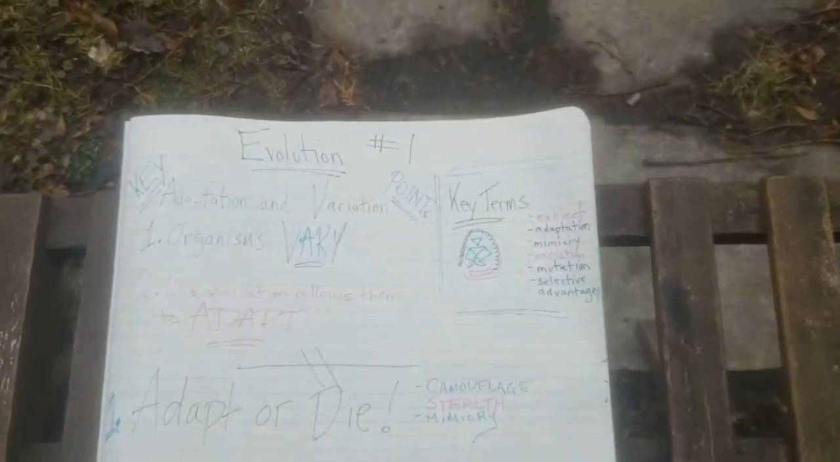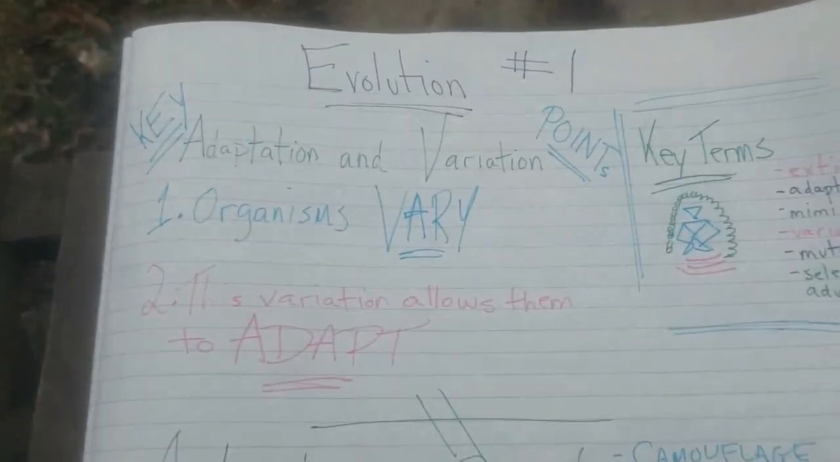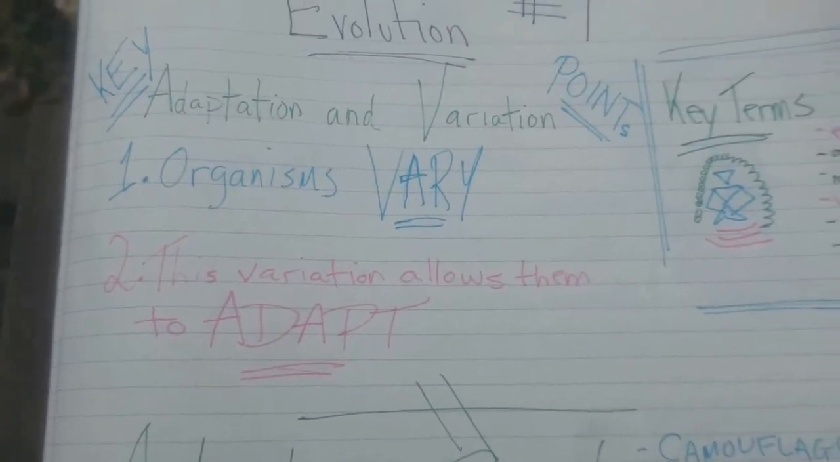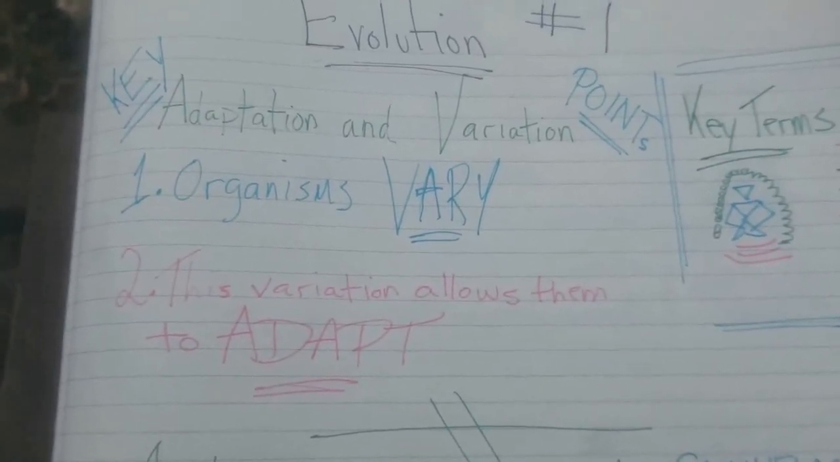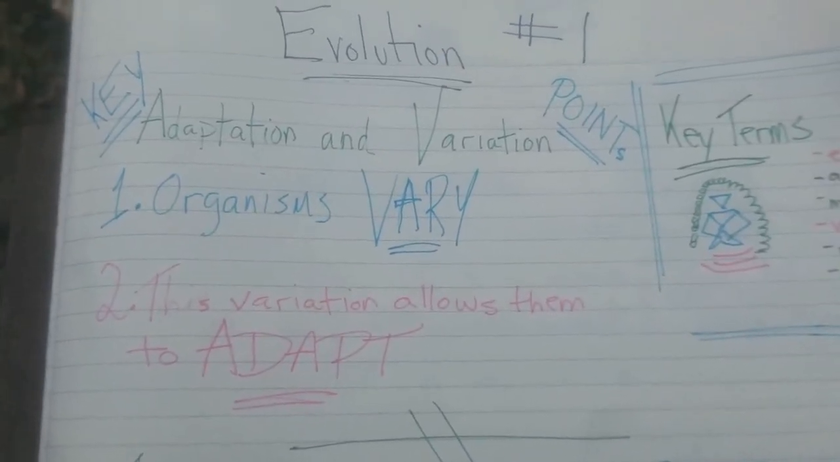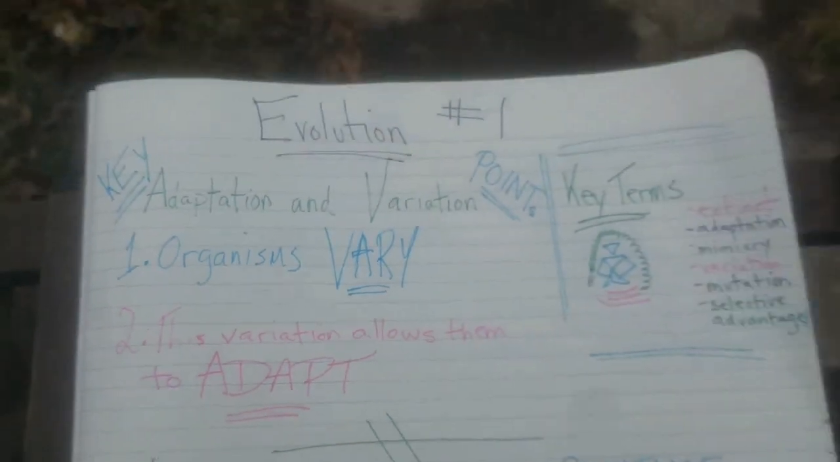Now, here's our agenda. It's kind of like a note and an agenda all combined together. We can call it a note agenda. So, what are we going to learn about today? Well, the key points we're going to learn about is really this: organisms vary, so they are different within a species, some taller, some shorter. You get the picture. And this variation allows the species or organisms to adapt to things as they come up.